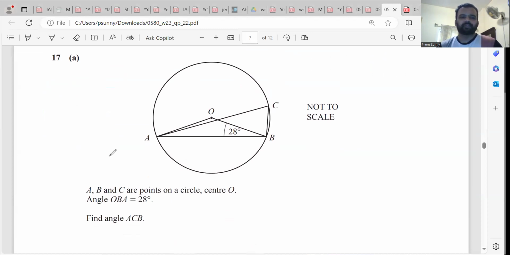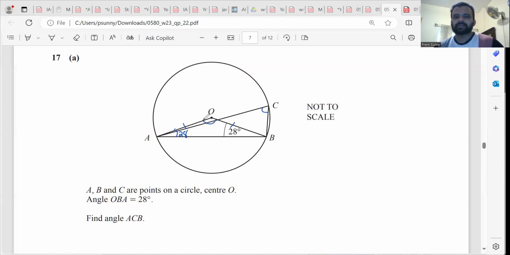Question number 17, we need to find out the angle ACB. This is the angle that we need to find out. Now, we are going to use circle theorem here. OB is a radius and OA is also a radius, so these two sides are equal. We know the property of an isosceles triangle: if two sides are equal, then the angles opposite to them are also equal. So if this is 28, this angle over here will also be 28.